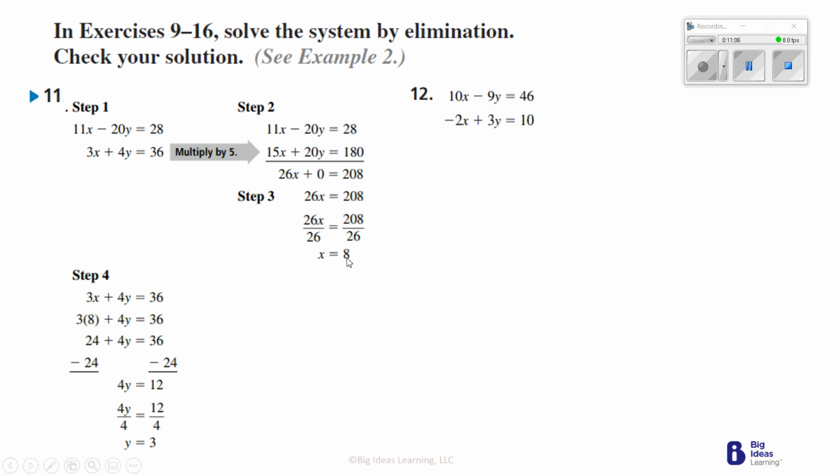Now I'm going to plug 8 into my equation. I'll use the smaller numbers here. If x is 8, now I have 3 times 8, which is 24. And 24 plus 4y equals 36 is easy to solve. I will combine my like terms on opposite sides by subtracting 24 from both sides, leaving me with 4y equals 12. Then I'll divide by 4, leaving me with 12 divided by 4, and that's 3. So my solution is 8 and 3.